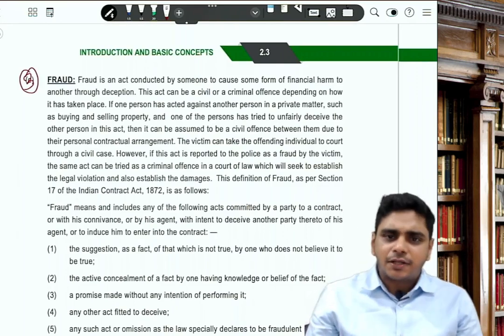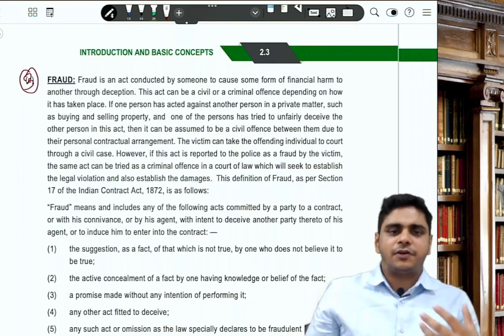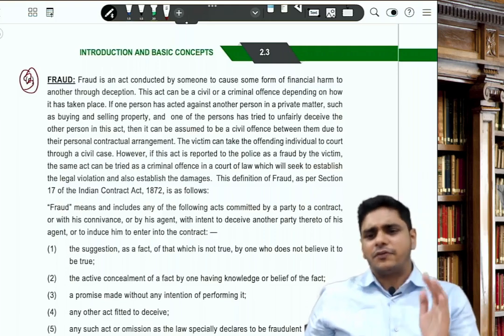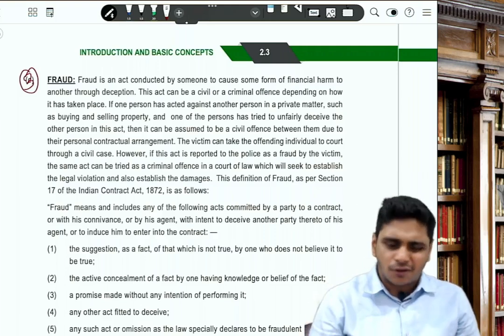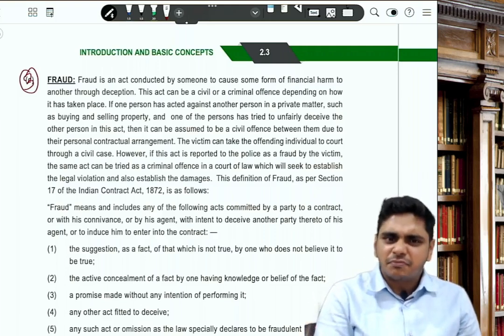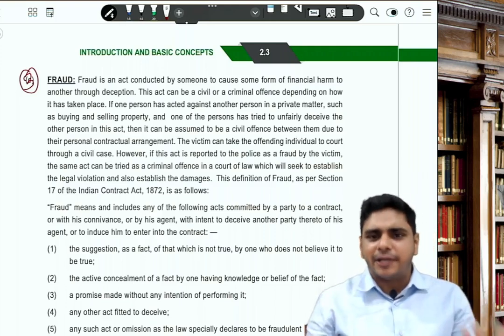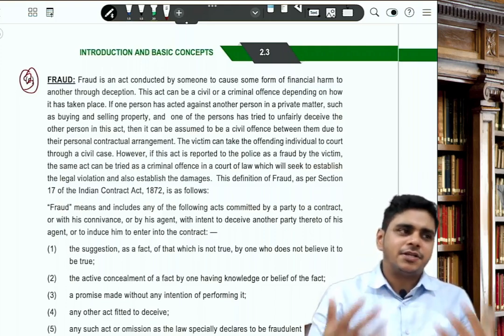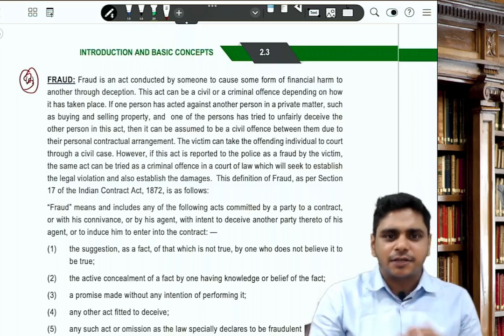So we are numbering the questions or the concepts which we need to revise before going for the exam. Third one is fraud. Very simple. So sir, fraud is basically cheating. Intentional cheating.